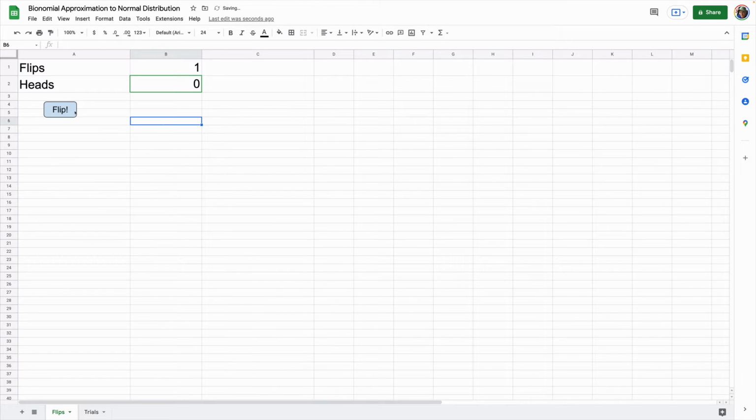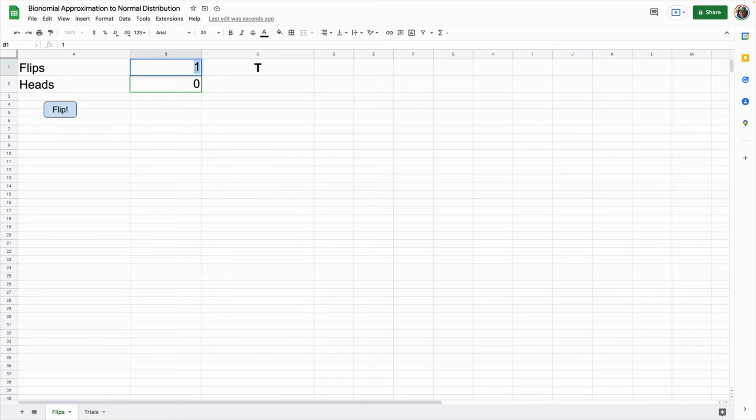So let's do one flip, and it's a head, so the number of heads is 1. Let's flip it again. Got a head again. Hopefully we'll get a tail at some point. There we go. And it tells me 0 heads in that trial.